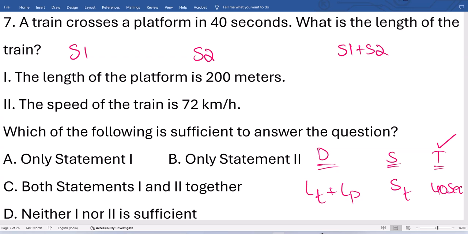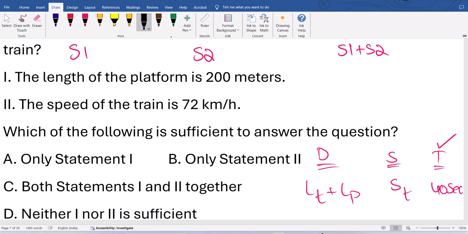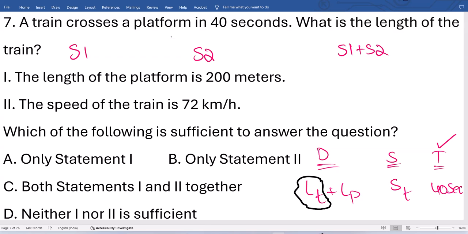But how many unknowns are there? LT means length of the train. LP, length of the platform. ST, speed of the train. What are they asking to calculate? Length of the train. This you need to calculate. Means what is required? LP, platform length is required. So together sufficient. Alone not possible, because if alone, then two unknowns will come. With one equation, only one unknown is possible to find.